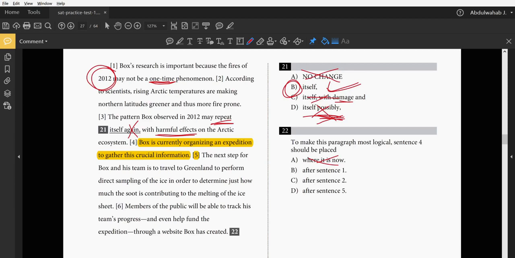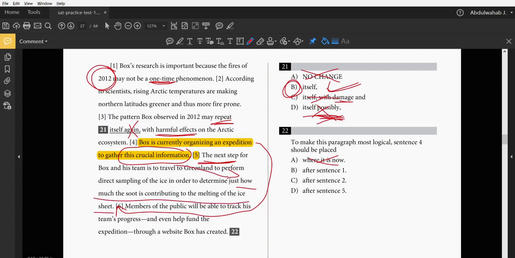Now, if I put it after sentence 5, the next step for Box and his team is to travel to Greenland to perform direct sampling. So his next step is to travel to Greenland to perform direct sampling of the ice in order to determine just how much the soot is contributing to the melting of the ice sheet. So he is currently organizing an expedition. If I put it right here, he is currently organizing an expedition to gather this crucial information that's mentioned in sentence 5, which refers directly to how much the soot is contributing to the melting of the ice.